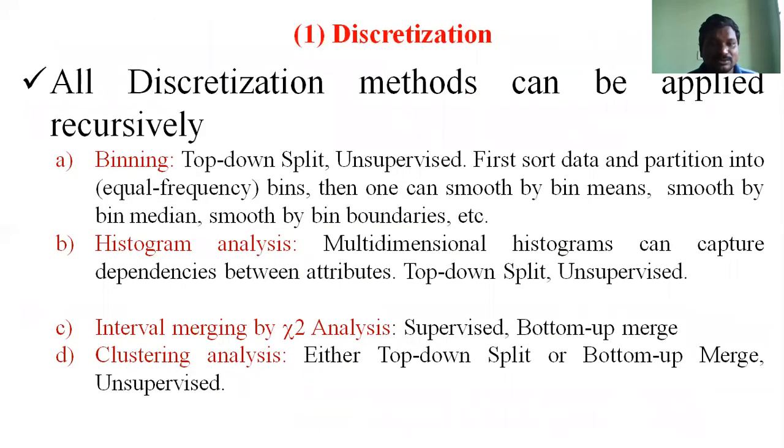Here, in the discretization process, one is the binning method. It is a top down split. I already explained the binning method in the data cleaning process. In data cleaning, if you have noisy data, for removing the noise you use the binning method. It is a top down split, unsupervised. First sort the data and partition it into some bins. Then one can smooth by bin means, or smooth by the median, or smooth by the bin boundary. This is an approach for the binning method.